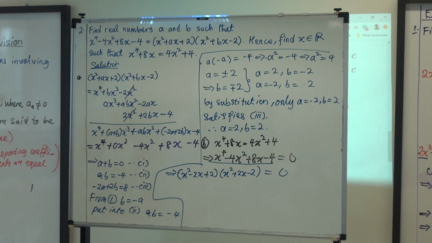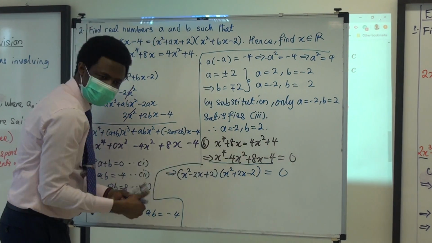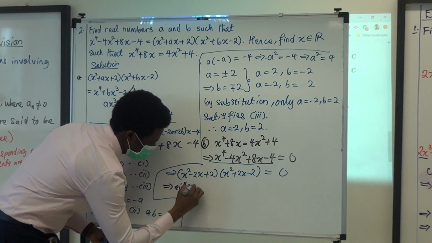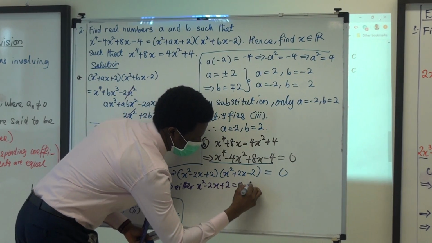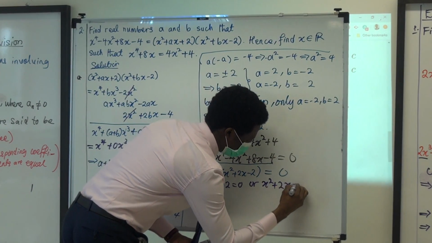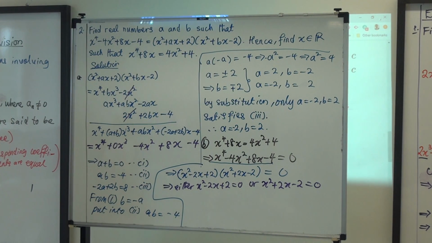Say that again? At least one of them must be 0. So when you factorize two things and it's equal to 0, what do we normally say? So this implies either x squared minus 2x plus 2 is equal to 0, or x squared plus 2x minus 2 is equal to 0. Understood? So now you have two sets of quadratic equations to solve.